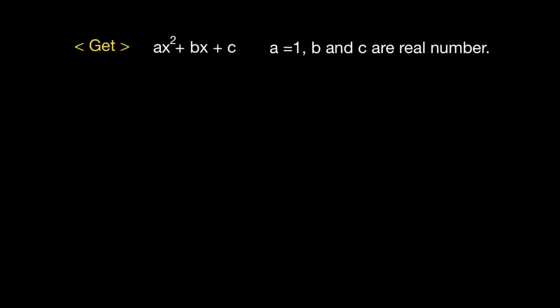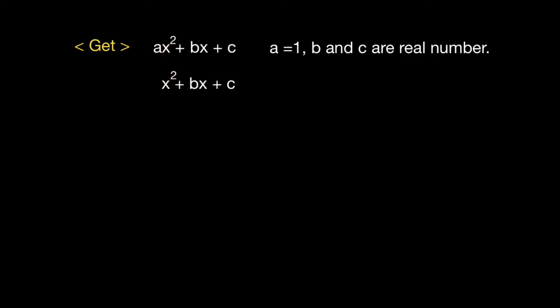We begin with a trinomial of the form ax squared plus bx plus c, and we know it's quadratic because the highest exponent of our variable is going to be a 2. For this set of examples, a is going to equal 1, b and c are real numbers. Because a is equal to 1, we can reduce this generic form into x squared plus bx plus c, since 1 times x squared is going to give us x squared.